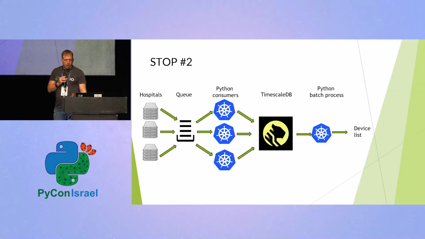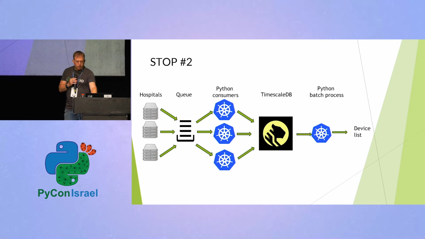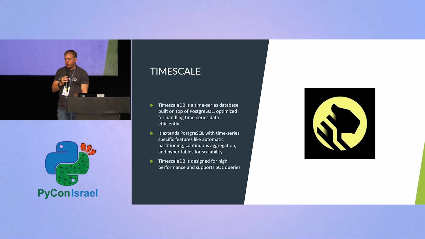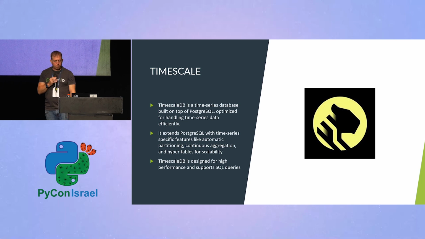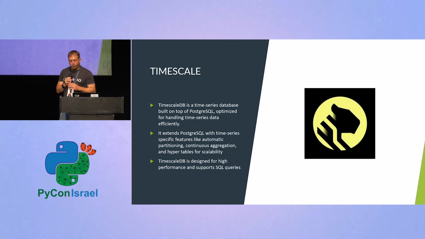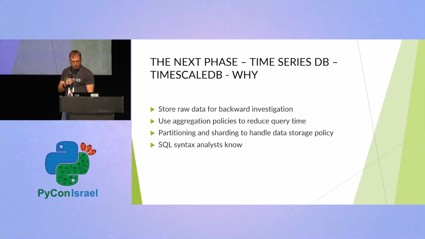We moved on to timescale. Timescale is a time series database. It's based on Postgres. It extends Postgres with time series features like partitioning, automatic partitioning, continuous aggregations, and hypertables. It's designed for high scale performance, and you can use SQL to query it.